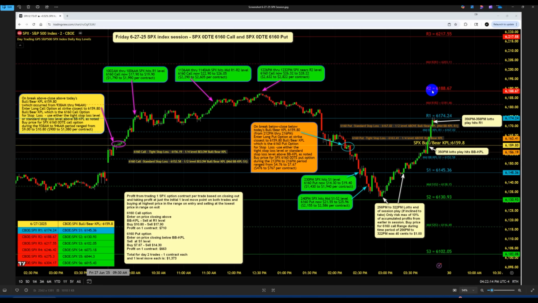While the R and S levels above and below the daily session bull bear key price level are primarily designed as profit-taking levels from entry taken on price crossing above or candle closing above the bull bear key price level, or conversely price crossing below or candle close below the bull bear key price level, these R and S levels can also serve as excellent trade entry points as well, taking into consideration the overall context of the price action and price reactions occurring at those R or S levels throughout the session.